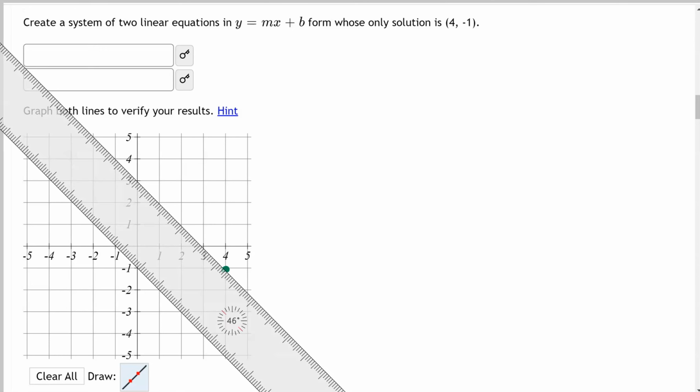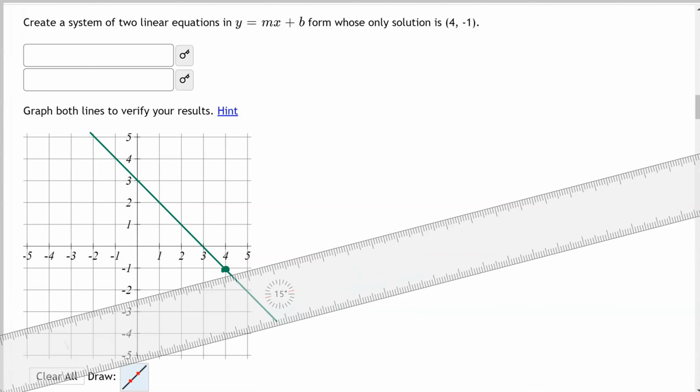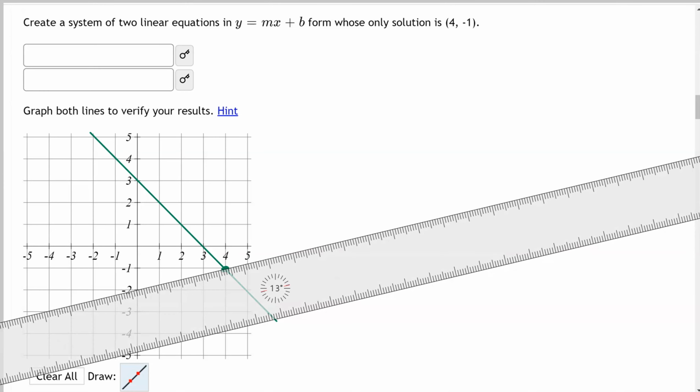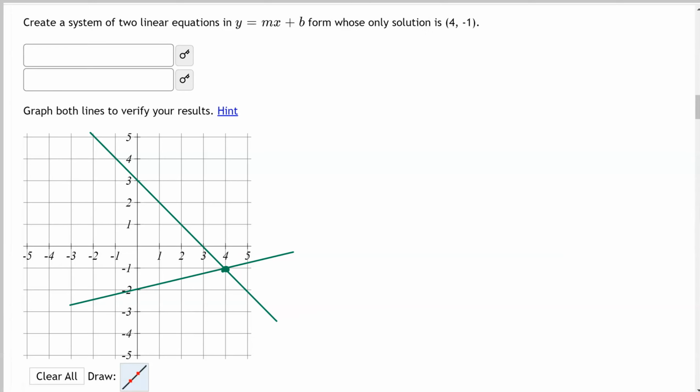And so let's see if I can't just do something like this. I'm just graphing two lines where they intersect at that point. And so now that I've done that, now I want to come up with two equations for those lines. So I'm going to call this line A and this one line B. So I'll put A and B here.